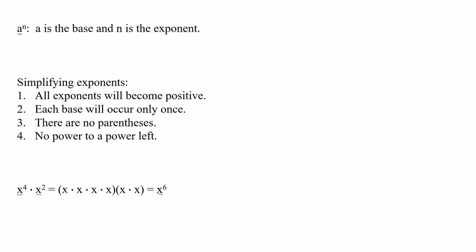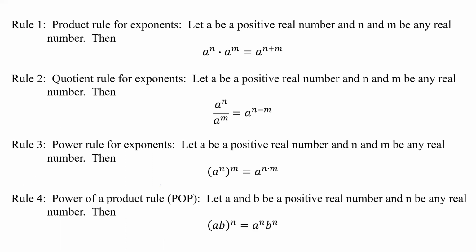All right, so rule number 1, like I said, we have 9 of these. So we have a product rule for exponents. If we let a be any positive real number and n and m be any real number, then this is kind of what we just saw. A to the n times a to the m is equal to a to the n plus m. So we had our x to the 4 times x squared, and then we had x to the 4 plus 2, which was 6. That's how this is working here.